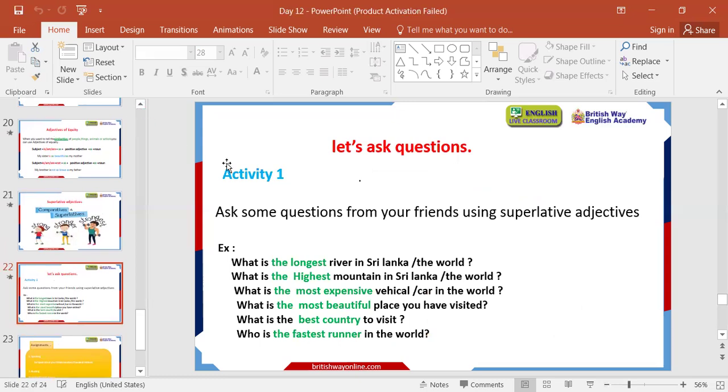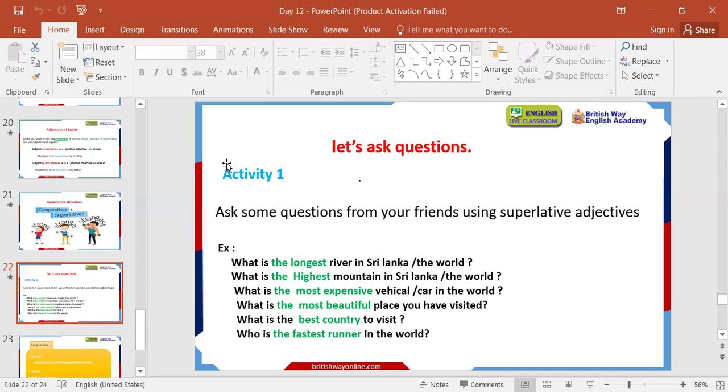What is the longest river in Sri Lanka or in the world? The Nile is the longest river in the world. What is the highest mountain in the world? Mount Everest is the highest mountain in the world.